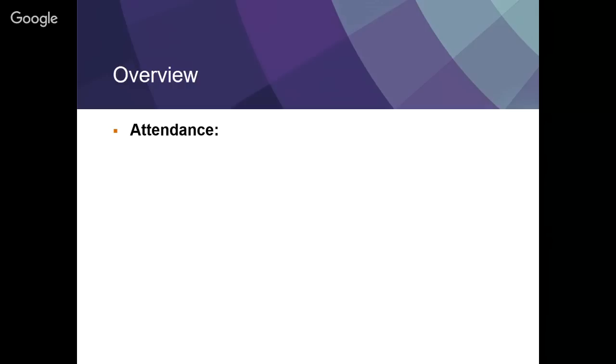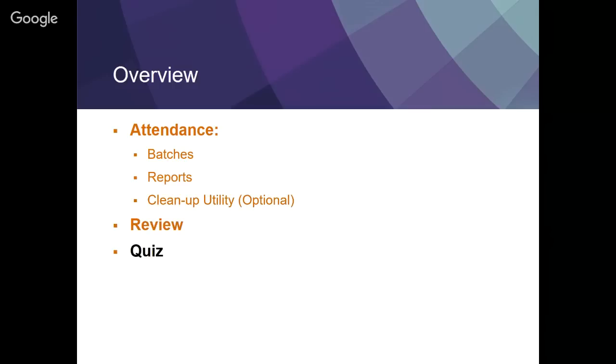Then after we get done with the cleanup utility, we'll switch and transition into attendance, which is going to be a shorter year-end process to discuss. But we'll discuss batches. There's a couple of reports that I'd like to show, and we'll discuss the cleanup utility. Then following that, we'll have a short review. And for you that have attended some of my previous webinars, I like to have a short quiz at the end to kind of tie up any loose ends and maybe foster questions.